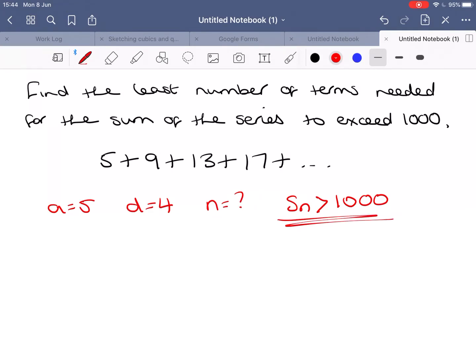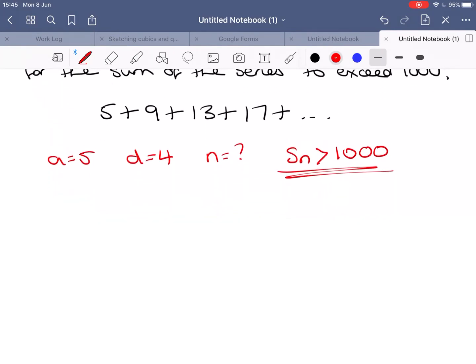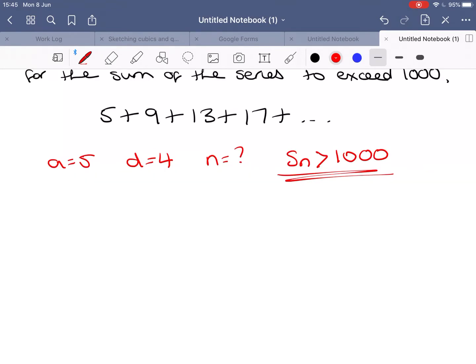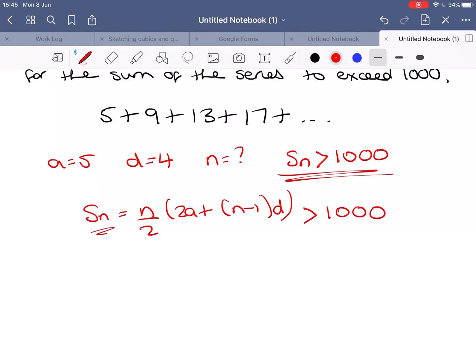So I can write that like this. I want my sum, my Sn, my sum to n terms, to be bigger than 1,000. So I don't know what the last term is here at all, because I don't know how many terms I'm going to have for a start. So I'm not going to use the equation with the L in. I'm going to use the other form. So I'm going to use Sn equals n over 2 times (2a plus (n minus 1) times d). And I want this to exceed 1,000. So in effect, I want to say that this has got to be bigger than 1,000.